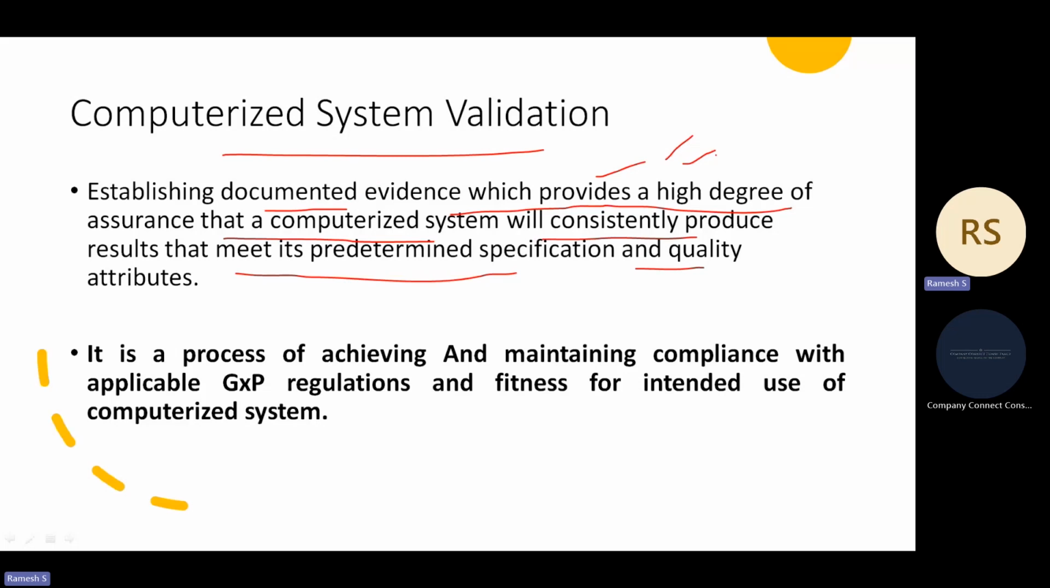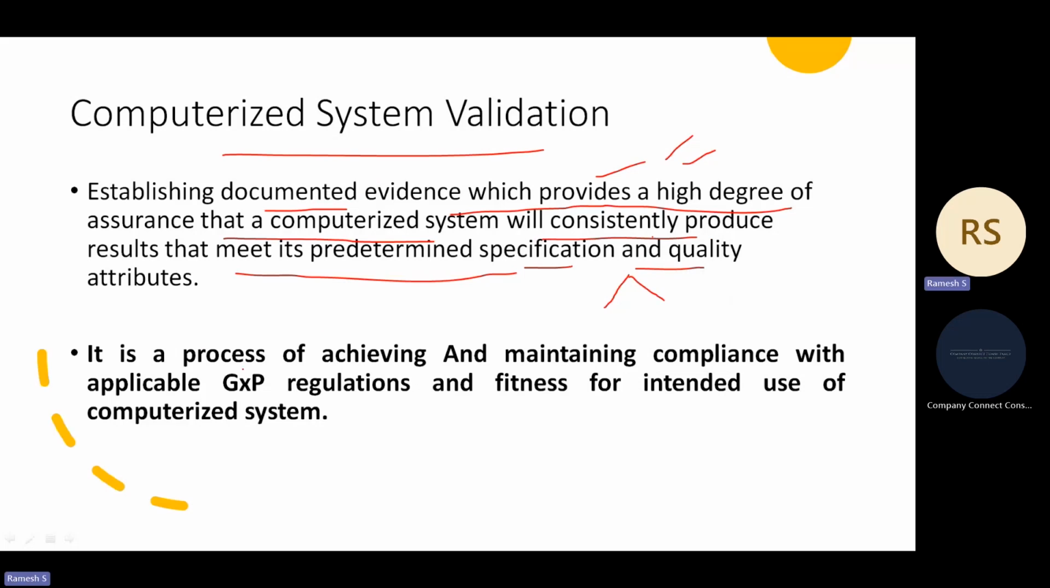And that software should behave or should work as per my requirements consistently. Consistently is important because it should not be that the application sometimes works within my specification and sometimes it doesn't. Then we cannot say that our system is validated. The software should work consistently as per my predetermined specification. Then and only then can we say that my computerized system is in a validated state.